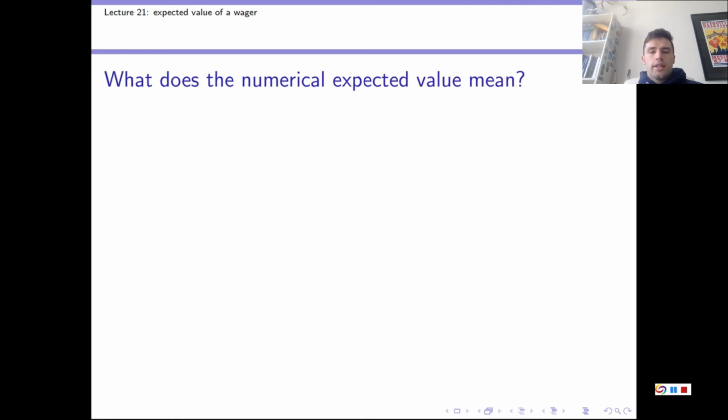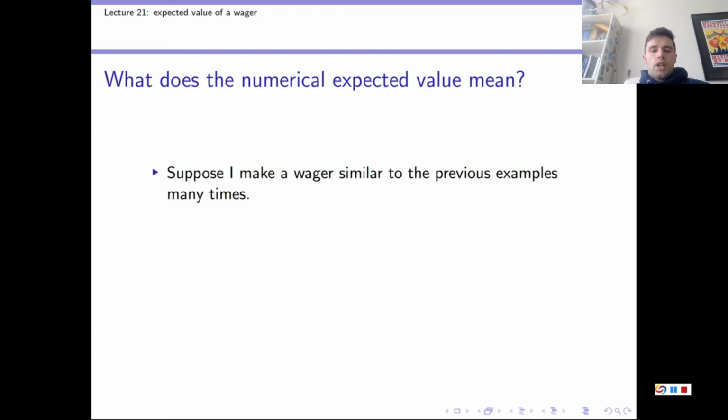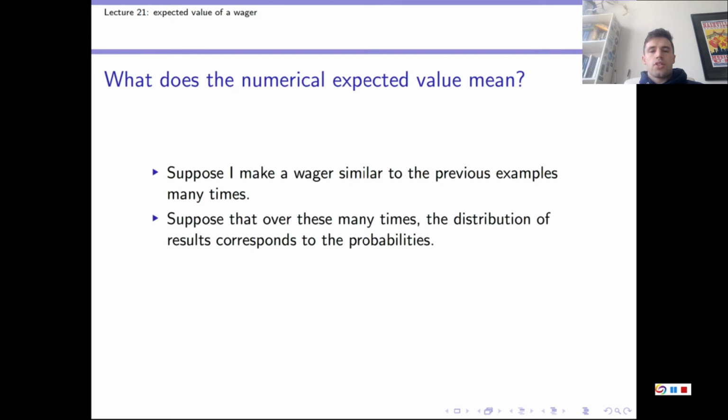Now, I want to say a little word about what we've calculated, this numerical answer, the expected value of the wager, and what this actually means. We can think of what it means as something like this. Let's suppose I make the wager of either example we've looked at, and I make this many, many times. And suppose that over these many times, the distribution of results corresponds to the probabilities. We get 2 red cards 1/4 of the time, a red then a black 1/4 of the time, a black then a red 1/4 of the time, and 2 black cards 1/4 of the time.